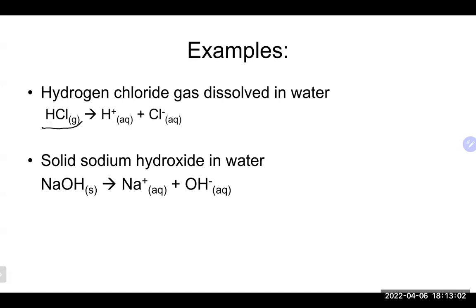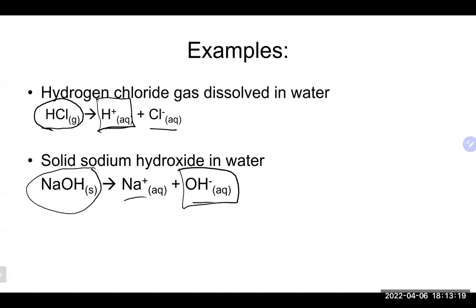Like I said before, if we take some hydrogen chloride gas and bubble it in water, that is where you produce your hydrochloric acid. Same thing, you take some solid sodium hydroxide and dissolve it in water. That's going to create these aqueous ions. And again, it is the creation of these free H+ or OH- that essentially makes it an acid or a base.